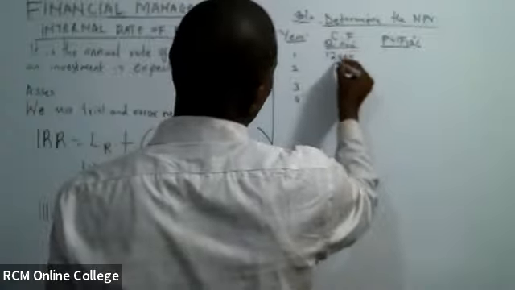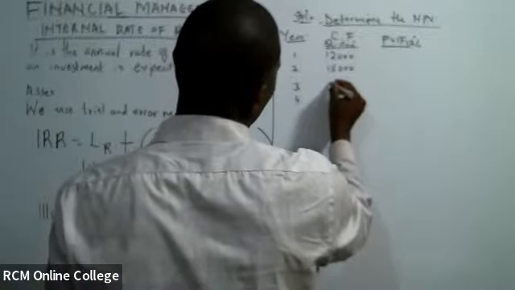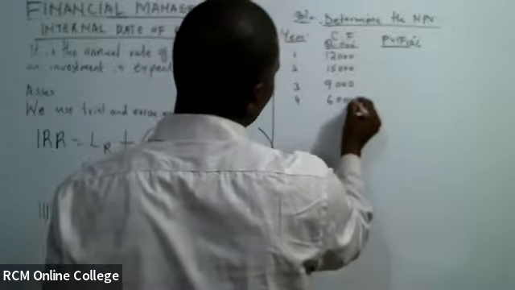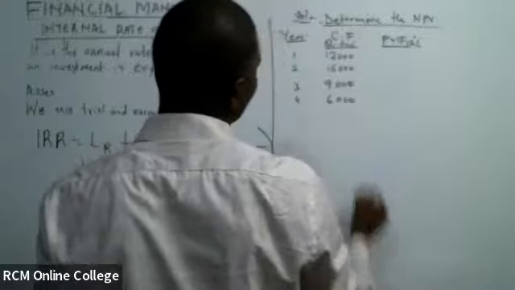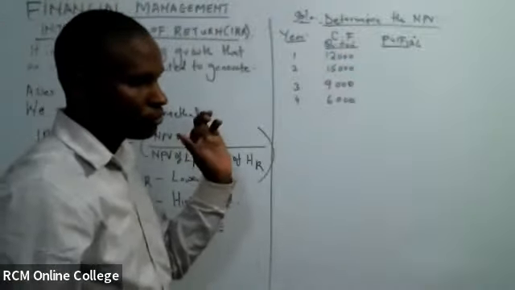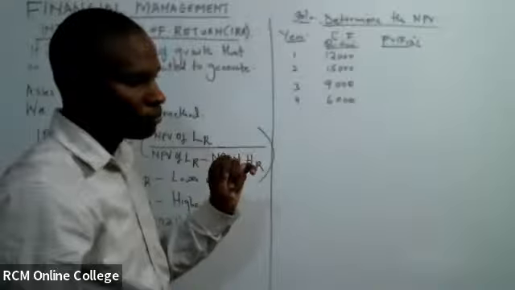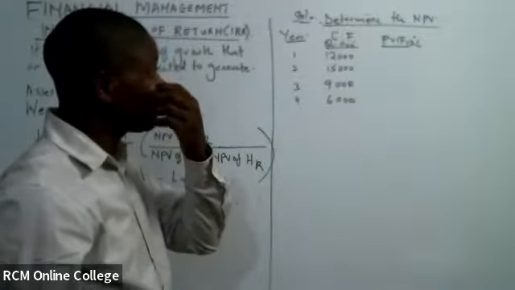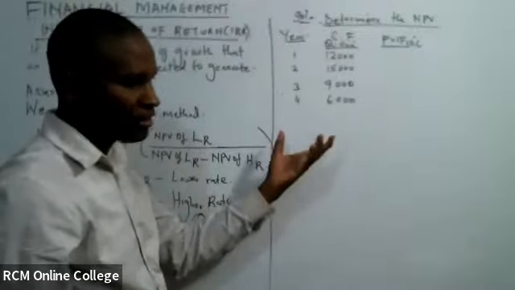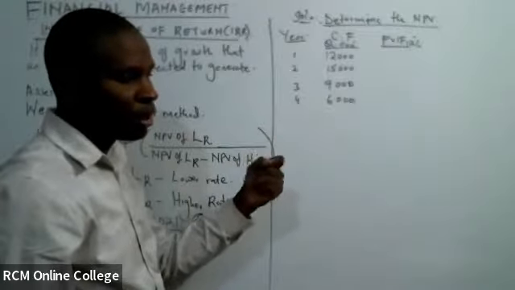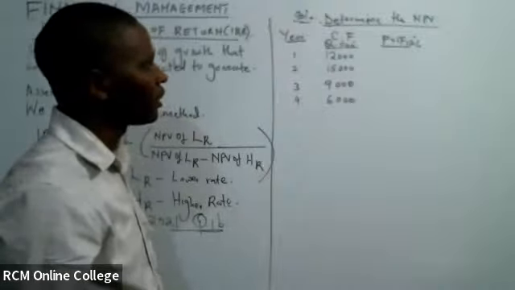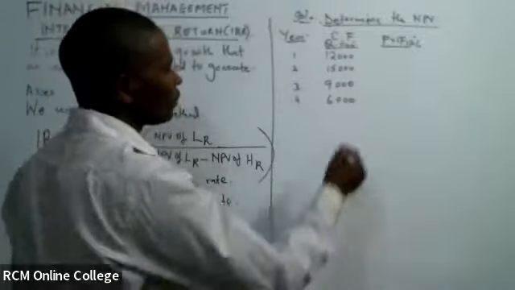12, 15, 9, 6. Great. Okay, let's get the PV. Remember these are non-uniform cash flows. They are not uniform, right? They are irregular cash flows. Therefore, we discount using PVF. This is how we do the time value of money concept. Don't forget. So give me the discounting factor here.